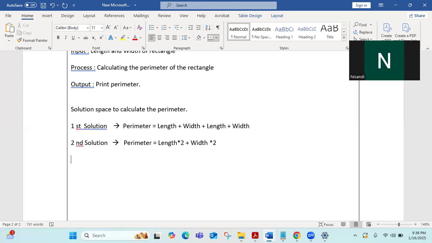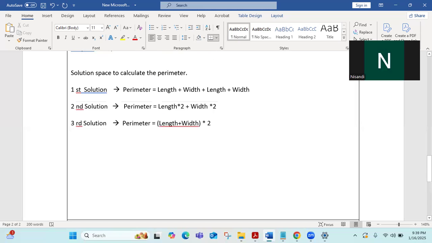Then the third solution. What is the way you can have a different solution? Perimeter is equal to, you can add both the length and the width, and multiply by 2. Okay, so these are the three different solutions.